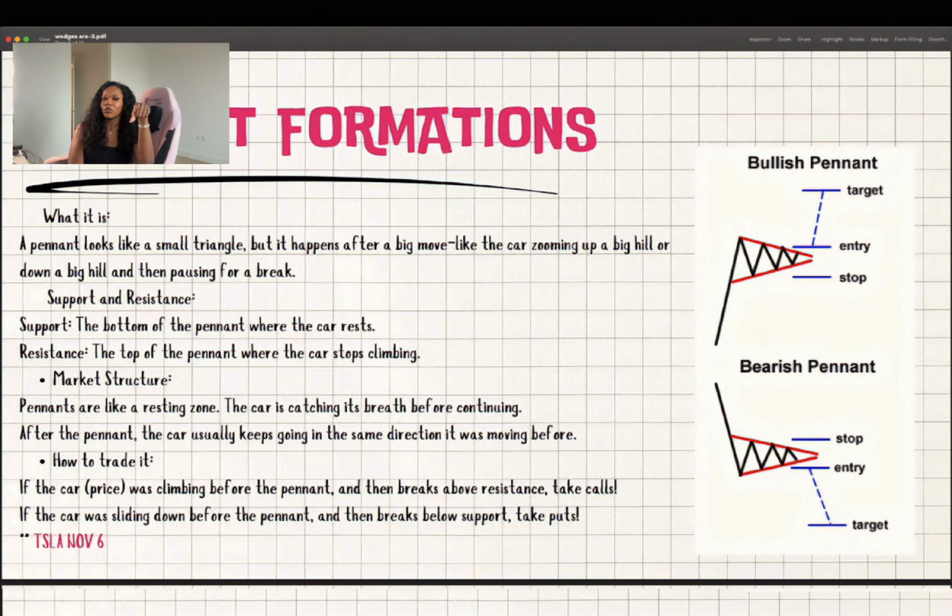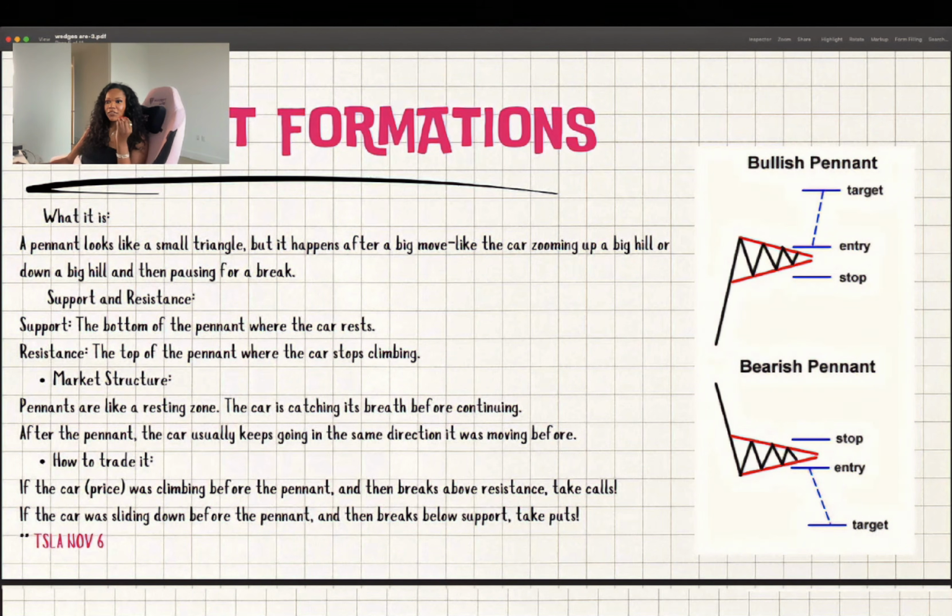So if we look here at the note that says support and resistance, support is going to be the bottom of the pennant where the car rests, and the top of the pennant is where the car stops climbing, right? So pennants are kind of like a resting zone. So the car is catching its breath before continuing. Again, I'm big on analogies. So if we have a car and this car is zigzagging, it comes to a point it has to catch its breath before continuing up that hill. So after a pennant forms, the trade usually goes in the same direction that it was moving before, right?